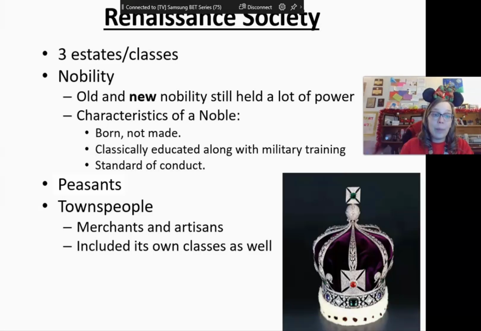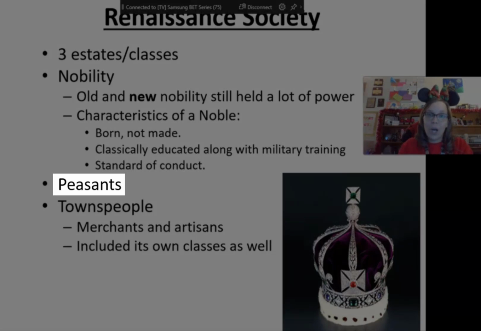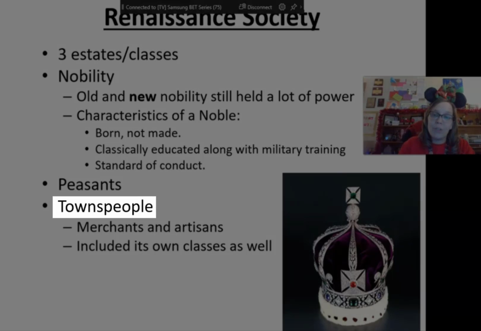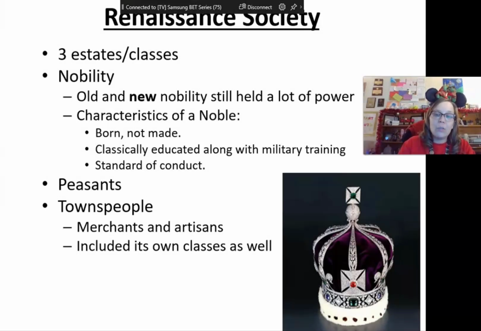Okay, then you also have your peasants. Those are the lower class sort of commoners. And then you have townspeople, who are made up of the merchants and the artisans. So those are the people who make the goods and sell the goods that are crafted in this area. And within that class, they have their own hierarchy. But in general, as a big picture society, there are these three different classes.